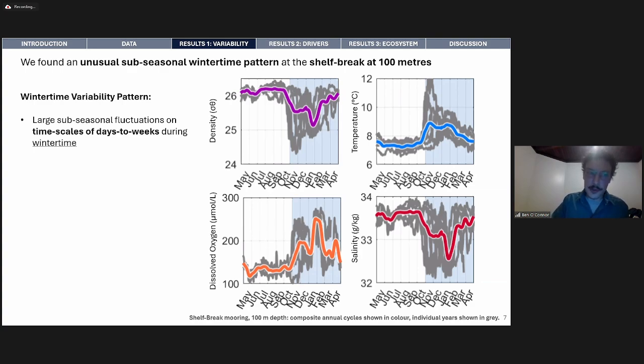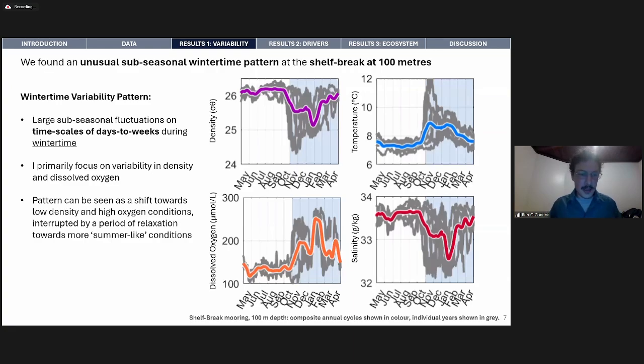And a quick overview of what this wintertime pattern is. It's characterized by these large subseasonal fluctuations on timescales of days to weeks during the wintertime. So these squiggles, if you will, up and down during the wintertime. I'm going to primarily focus on variability in density in purple and dissolved oxygen here. But it's worth noting the variability in density is closely driven by the variability in salinity and to a lesser extent by temperature.